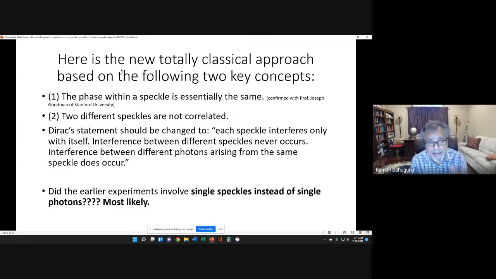Now, I'm going to suggest that the Dirac statement should be changed to: each speckle interferes only with itself. Interference between different speckles never occurs. And interference between different photons arising from the same speckle does occur. So I'm not saying the photons don't exist. Photons exist, but within the speckle. There are multiple photons within the speckle, and they are all correlated because they are all in the same phase. Now, the question that comes up is this: did the earlier experiments involve single speckles instead of single photons? My opinion is most likely.